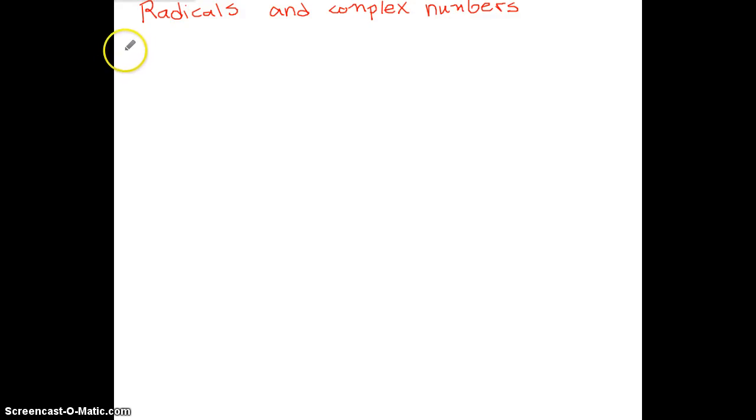Okay, so this is a tutorial for intermediate algebra. It's going to be going over imaginary numbers and dividing them. The first example is going to be 2 over 1 plus 3i.